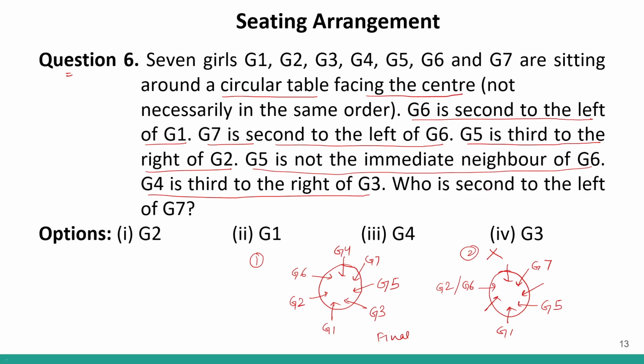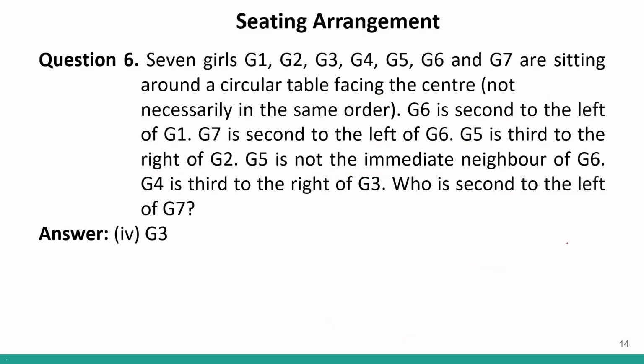We have to answer who is second to the left of G7. So, G7 is over here. Second to the left will mean this direction. So, 1, 2. Second to the left, we have G3. My answer will be option number 4, G3. Correct? Clear? This will be my answer.